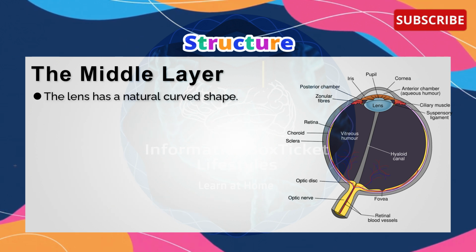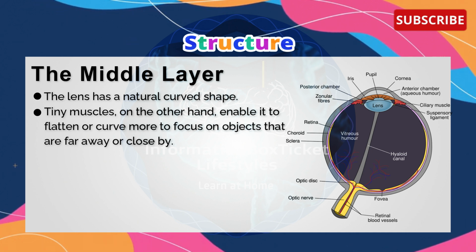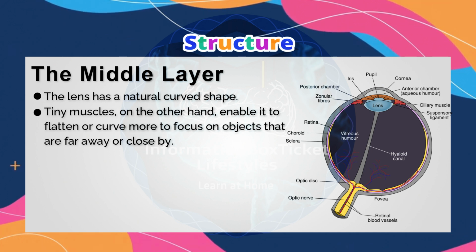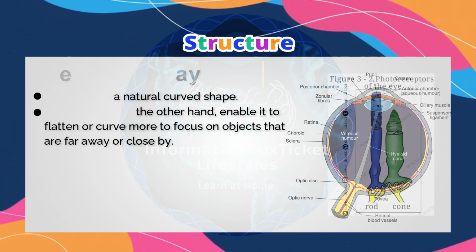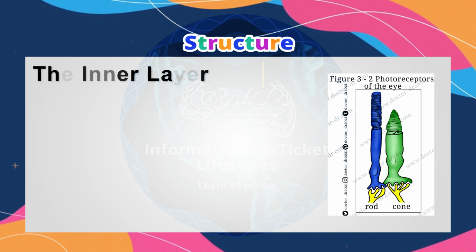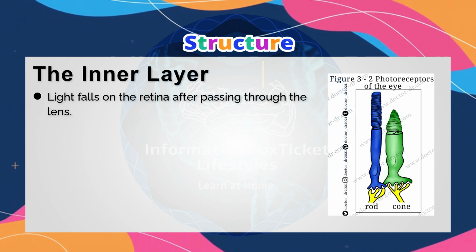The lens has a natural curved shape. Tiny muscles, on the other hand, enable it to flatten or curve more to focus on objects that are far away or close by. Next layer is the inner layer. Light falls on the retina after passing through the lens.